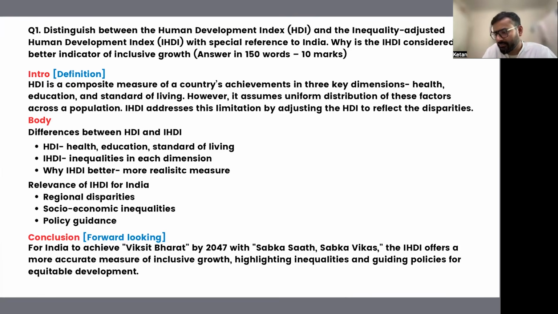The conclusion can be a forward looking conclusion. It is always good to write a forward looking conclusion. So you can write that for India to achieve the status of Viksit Bharat by 2047, that is the larger goal towards which we are working with Sabka Saath Sabka Vikas, right? This highlights the element of inclusivity while achieving this status of developed country. So with Sabka Saath Sabka Vikas, IHDI offers a more accurate measure of inclusive growth, highlighting the inequalities and guiding policies for equitable development. So this can be a very good answer for this question.